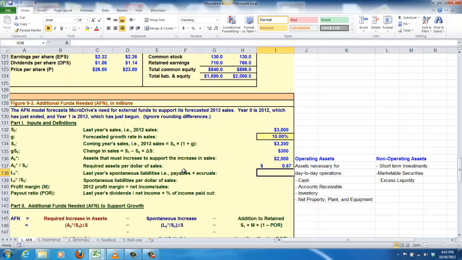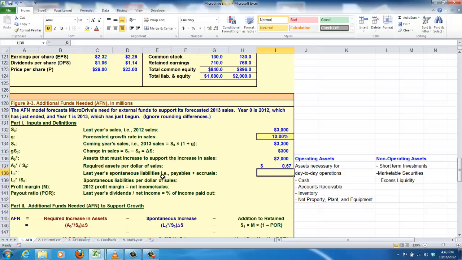The second item on here is last year's spontaneous liabilities. Note that it's L0, so it means last year's has already occurred. Spontaneous liabilities are those liabilities that occur spontaneously with an increase in sales. So we would expect accounts payable to increase with sales, especially if the company buys things on credit. They buy more inventory, they're going to buy it on credit, so that's going to increase with sales. Accruals, these would likely be things like accrued wages, where if I hire more employees so I can generate more sales, then that's going to result in higher amounts of accruals.